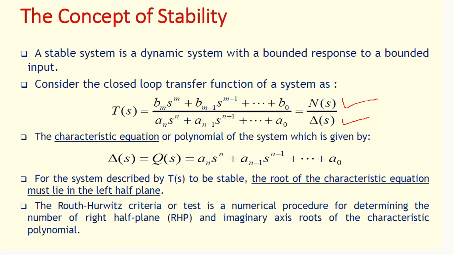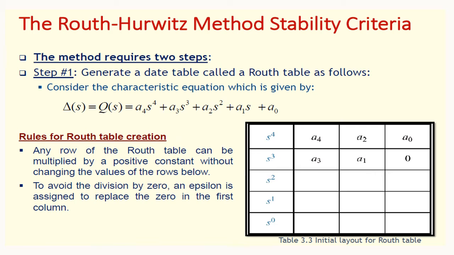So characteristic equation is nothing but a_n s to the power of n plus a_(n-1) s to the power of n minus 1 till a_0. For the system described by a transfer function to be stable, the roots of the characteristic equation must lie in the left half plane. This is a very important sentence. Now, the Routh-Hurwitz criteria or test is a numerical procedure for determining the number of right half plane and imaginary axis roots of the characteristic polynomial.